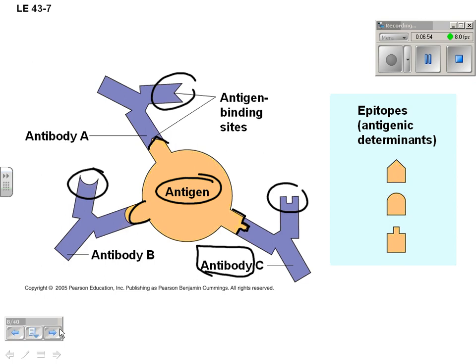Okay, people get these terms confused. Antibodies are actually good things for you. They get rid of foreign particles.